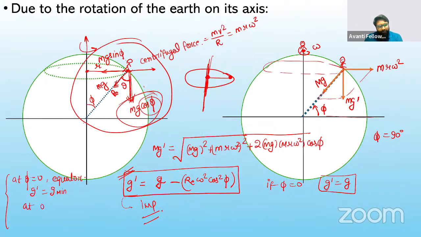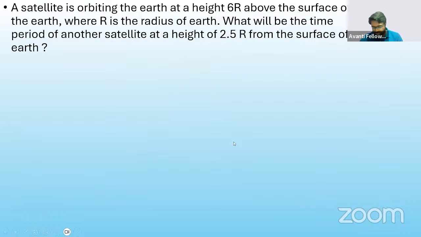And at phi equals 90 degrees, which is at the pole, g dash equals g max. Is this clear? I hope this is clear to everyone. Does anyone have any doubt? Okay, if there is no doubt, that is good, but at least say yes or no. Let's solve this question.